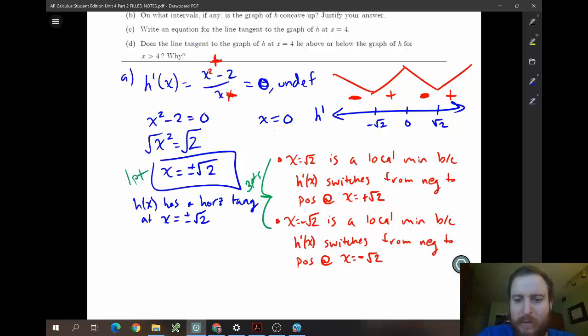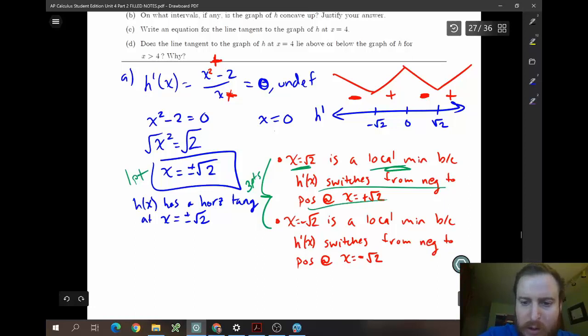So in order to get the full 3 points, though, we need the where, essentially, the what, and then the why for both of these. So that's an important thing to look at and learn how to write these. Again, you could have grouped them. You could have said both x equals square root of 2 and x equals negative square root of 2 are local mins.